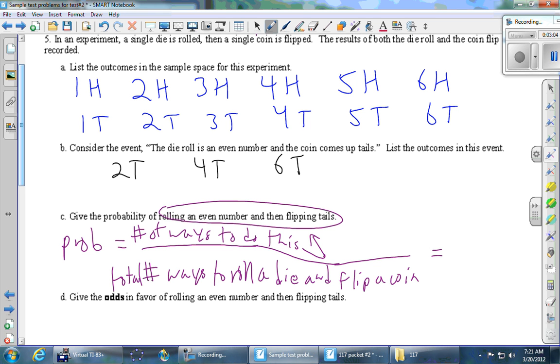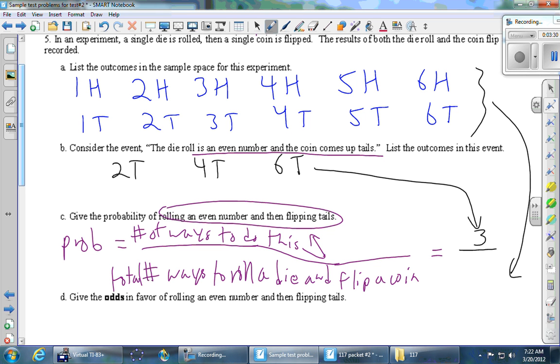How many ways are there to roll an even number and then flip tails? Well, that's exactly what we did up above. Rolling an even number and flipping tails, there were 3 possibilities. You saw them right here. So the numerator of our fraction is 3. And then how many ways were there to roll the die and flip a coin in total? That's getting anything, and that's what we did up here. And we saw 12 possibilities there. So 3 out of 12 is the probability. And if you want to reduce that, you can say 1 out of 4.